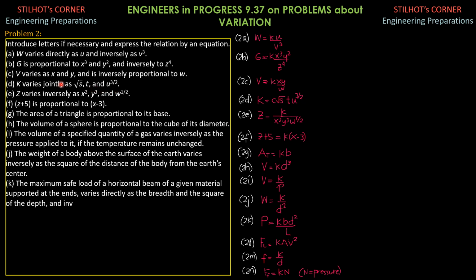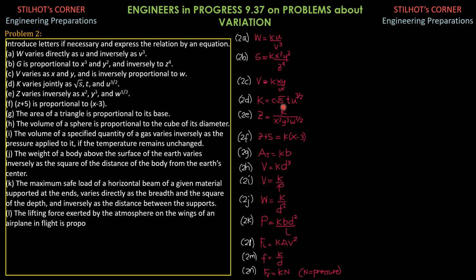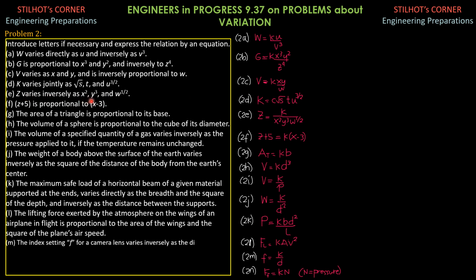K, capital K, varies jointly as square root of S, T, and U to the 3 halves. So jointly, so in product form, so K is another constant. So I will introduce it with C instead of small letter k. You might be confused. So anyway, that's the constant. Then square root of S times T times U to the 3 halves. E. Z varies inversely as x squared, y cubed, and w to the 1 half. So Z is equal to constant all over x squared, y cubed, w to the 1 half.